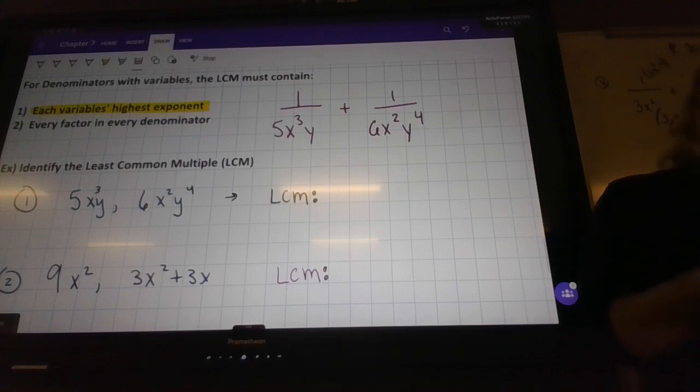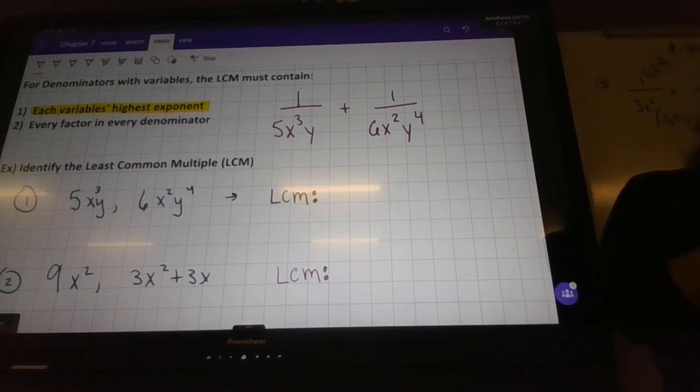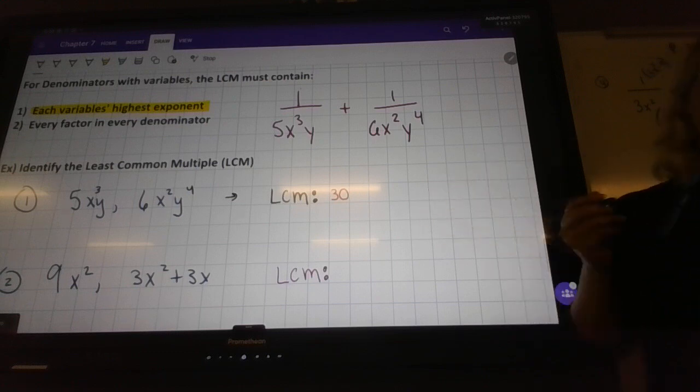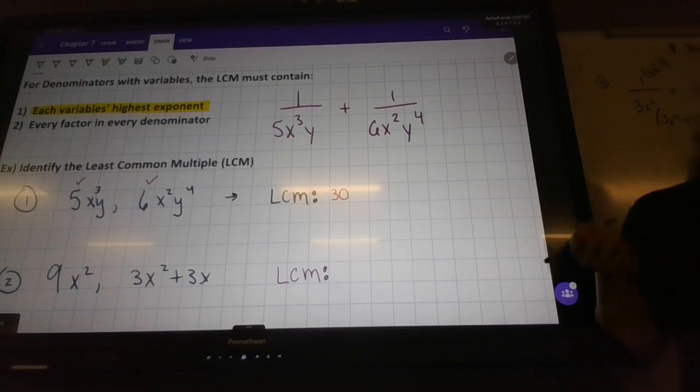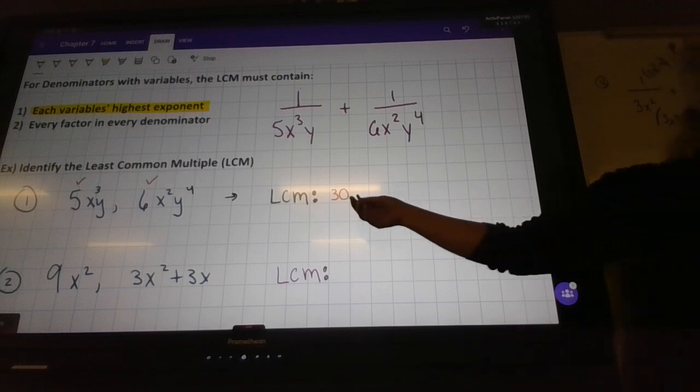So when I look at number 1, I'm thinking, what number does 5 and 6 both go into? 30. So I'm thinking of a high number. 5 goes into 30, 6 goes into 30. Maybe that's one option. Sometimes it'll come out too big if you just multiply them. All right, so 5 and 6 can both go into 30.